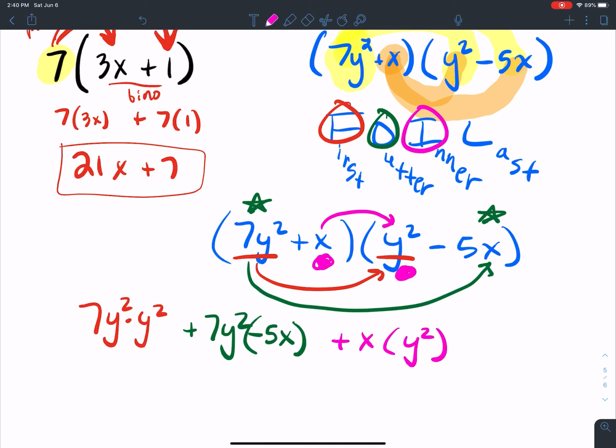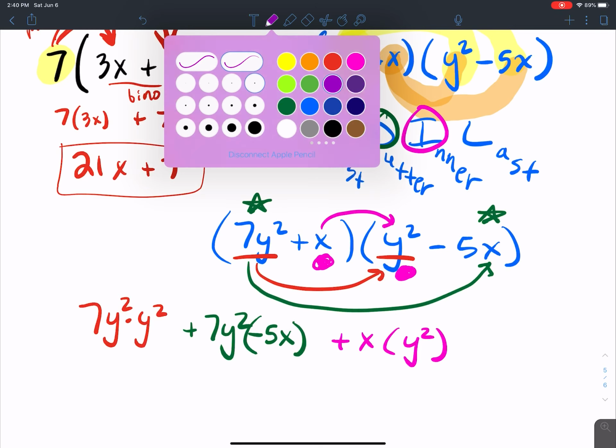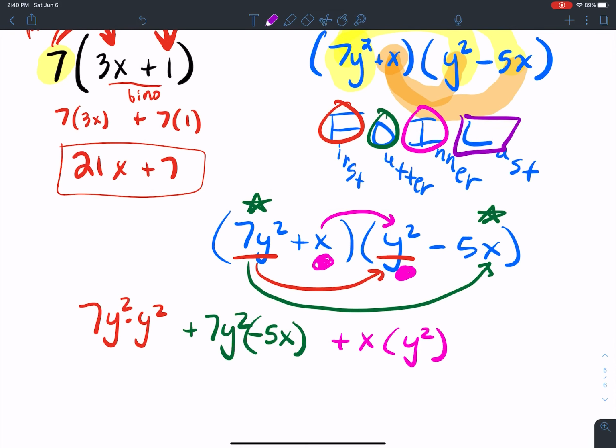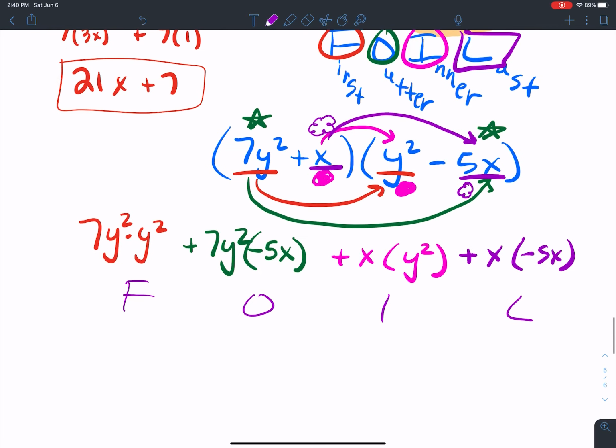Okay. And then last, my last, that's going to be the x, that's the last position. And then the last one for that second one, that's the x here, the negative 5x. So I have a positive x times a negative 5x going on there, okay? Now that I have first, outer, inner, last, FOIL, I can go through here and figure out if anything simplifies.